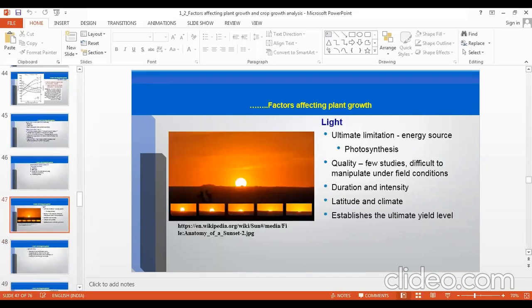Now, next is your light. It is the ultimate limitation. It is necessary for photosynthesis. This is the most important role of light. And quality. Quality, few studies have been done. Quality means colors. It is difficult to manipulate under field conditions. So we have 7 different colors of light, and the photosynthesis rates are different in different light. So which color of light has the maximum photosynthesis rate?